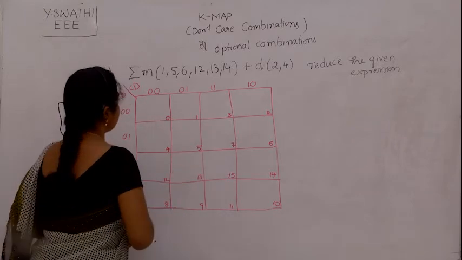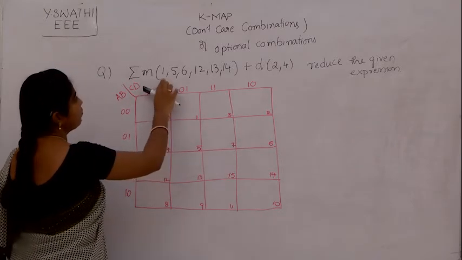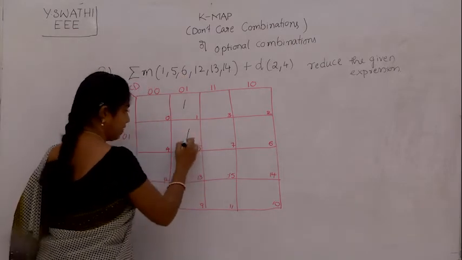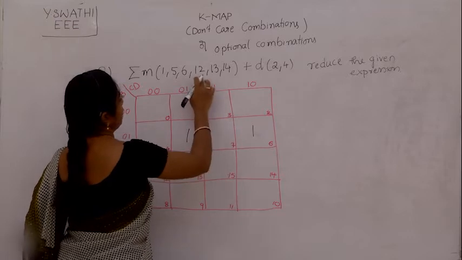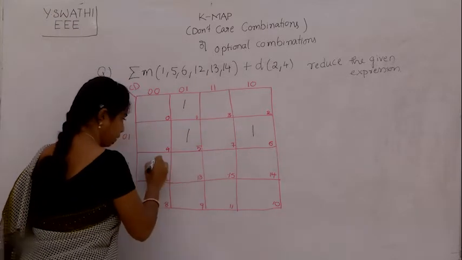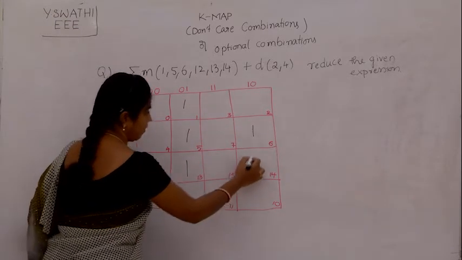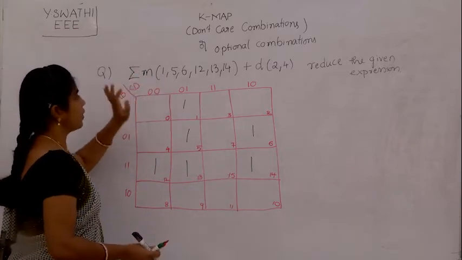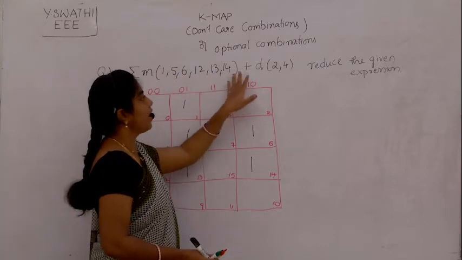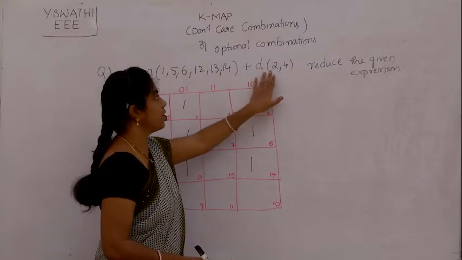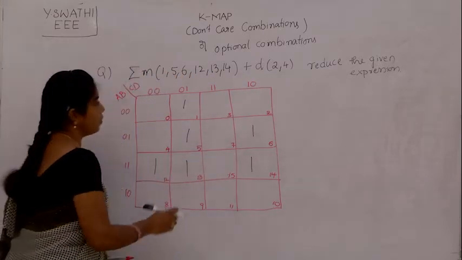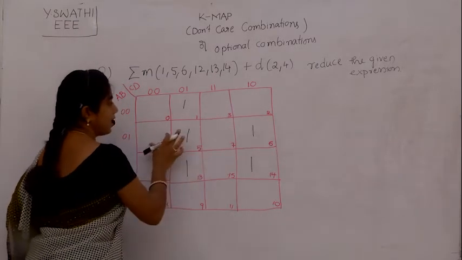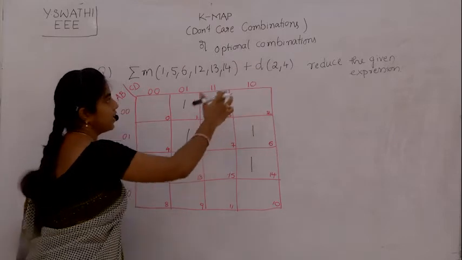So what are the minterms? 1, 5 and 6, 12, 13 and 14. These are our minterms which are in the function. Now we also have two don't care conditions, those are 2 and 4. So in the 2 and 4 minterm cells we have don't care conditions.